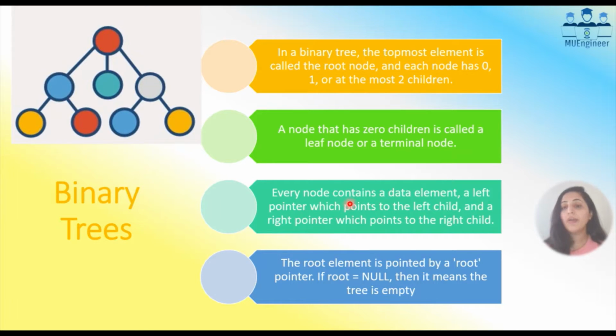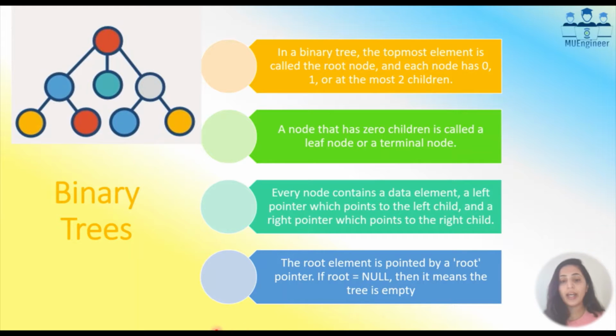Okay, so every node contains a data element. Each node has some value or data assigned to it. There will be a left pointer which is pointing to the left child and a right pointer which is pointing to the right child. And then the root element is pointed to by the root pointer. So the root of the tree is always maintained by a variable. You can give it a name such as root.